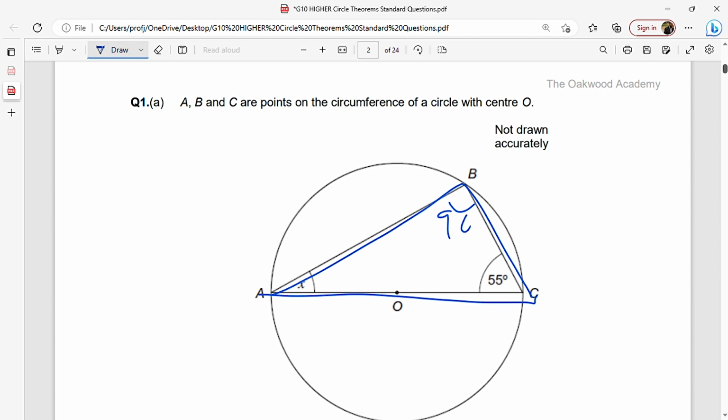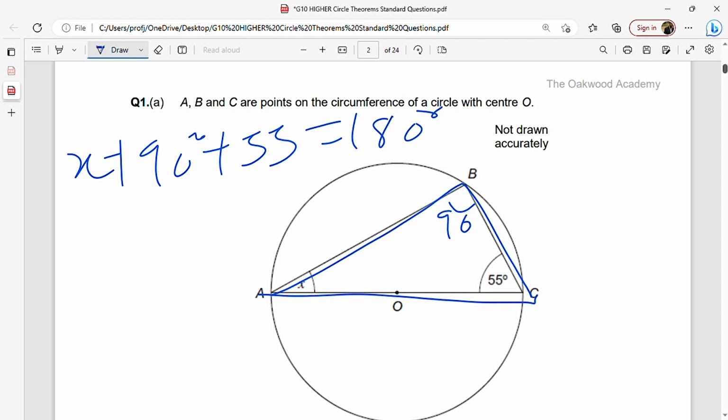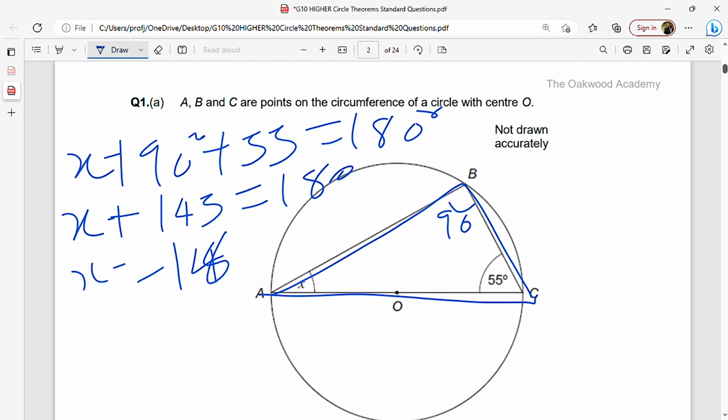You have 90 here. So when you add up x plus 90 degrees plus 55, it is equal to 180 degrees. That's the sum of angles in a triangle. So x plus 145 is equal to 180. That will be x is equal to 180 minus 145, that's 35 degrees. So that will be the answer to this particular question. Then we move on to the next question.